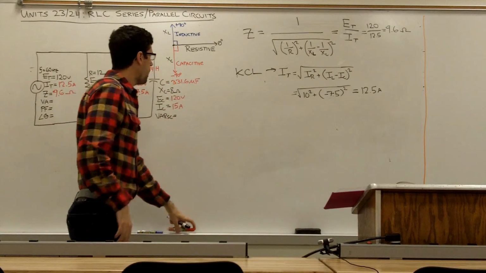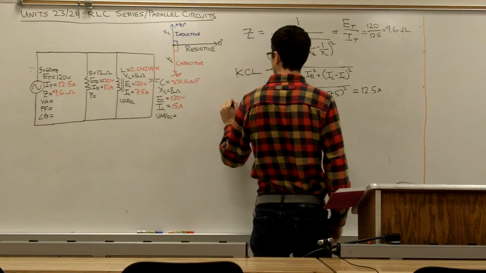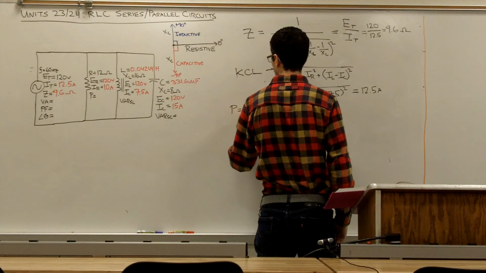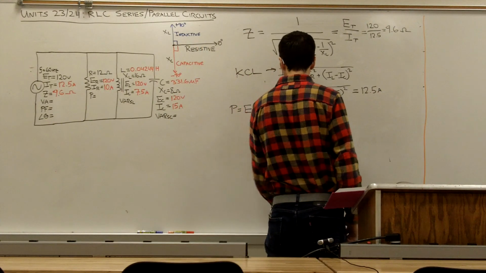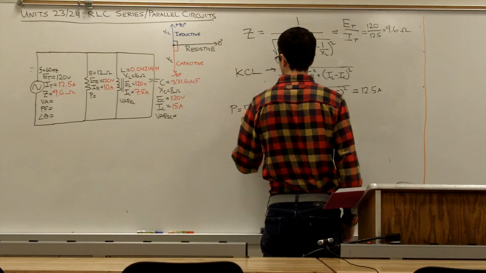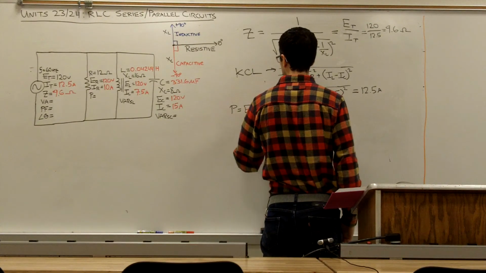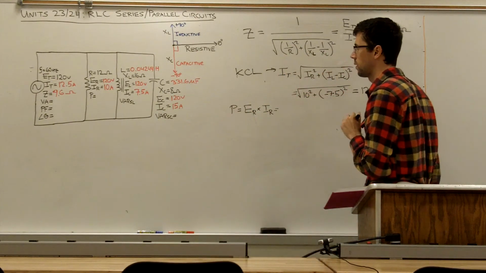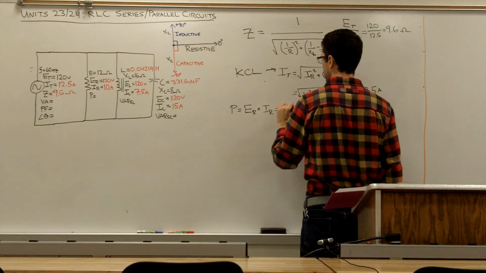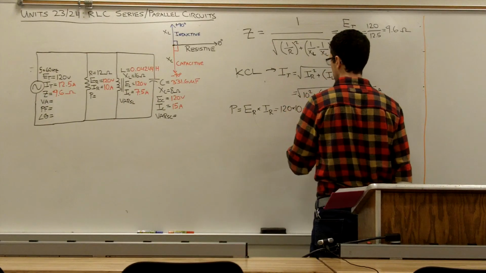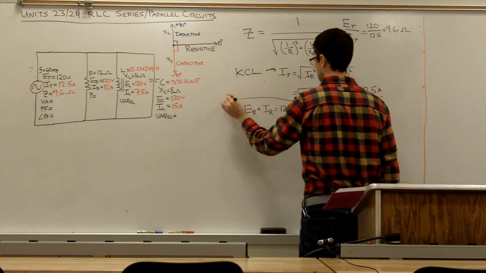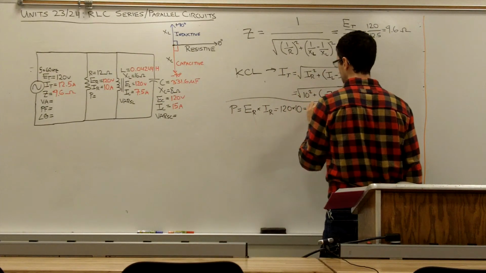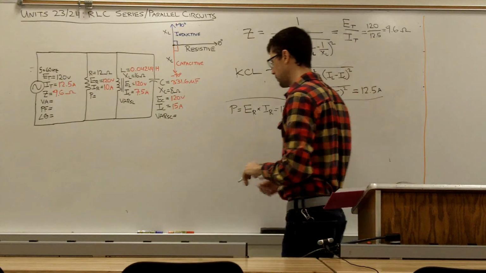Next, let's deal with the powers. So the true power P, due to Watt's law, would be resistive voltage multiplied by the resistive current, 120 volts times 10 amps, gives me 1,200 watts.